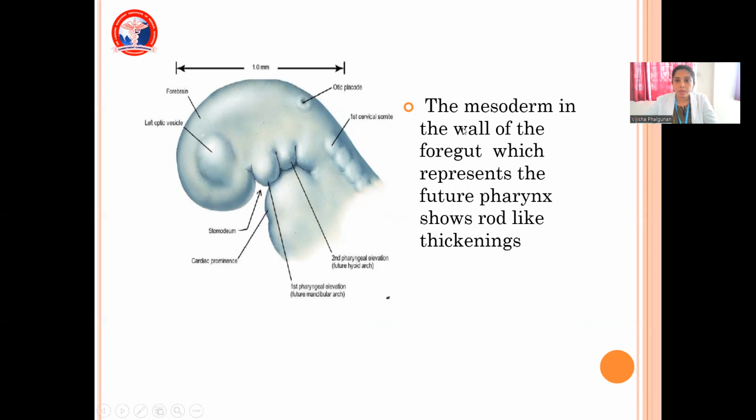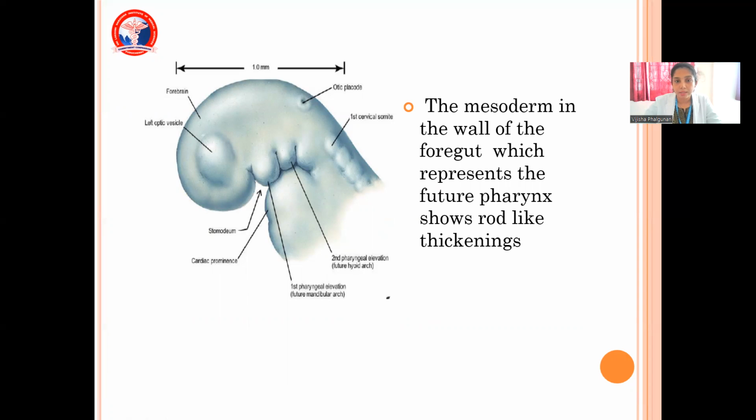The mesoderm in the wall of the foregut, which represents the future pharynx, shows rod-like thickenings. Okay, so from which layer? You have 3 germ layers, yes? Ectoderm, endoderm, and mesoderm. After the head fold, I have told you the endoderm gets absorbed inside the embryo and it forms a foregut. So this foregut belongs to the endoderm. Beyond the foregut, you have a mesodermal layer.